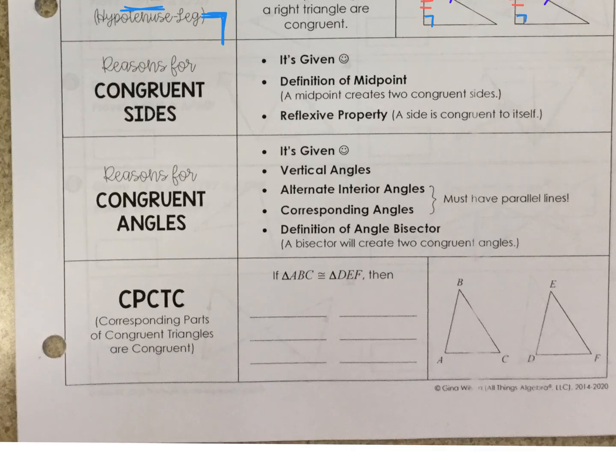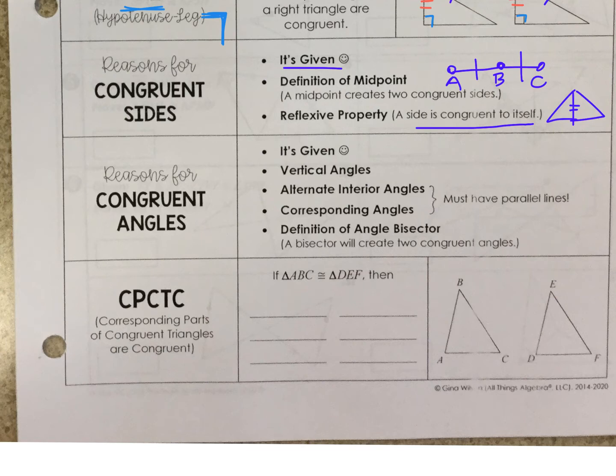So when it says reasons for congruent sides, if the words say the sides are congruent, we call that a given. Then we know they're congruent. The midpoint, if it says that B is the midpoint of AC, I know that AB and BC are the same thing. And the reflexive property is when the side is congruent to itself. That means when they have a shared side, I'm a genius and I can mark it.